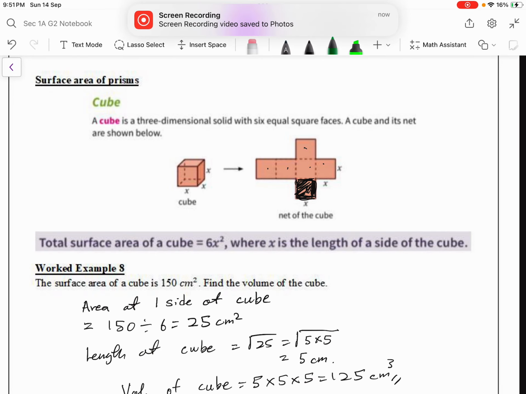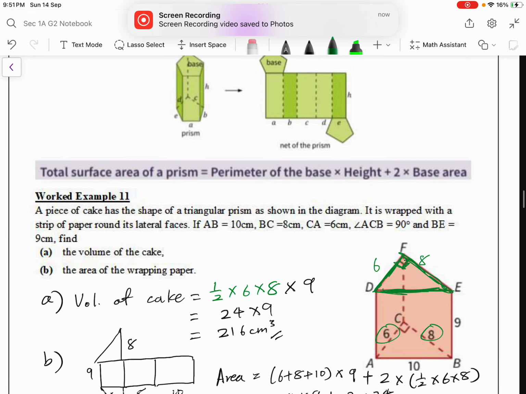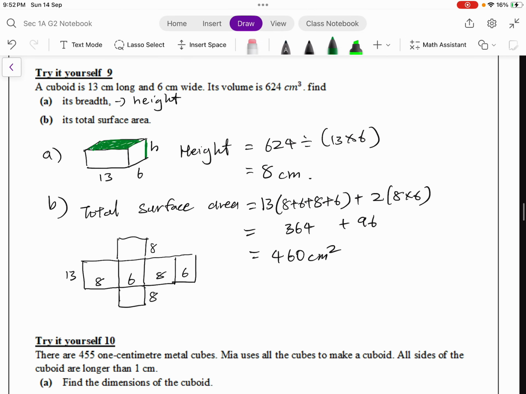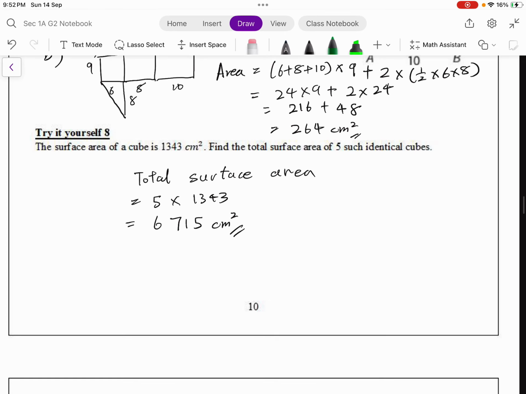Okay, so this is surface area of prisms. Okay, we are going to cover Try Yourself 8 onwards.